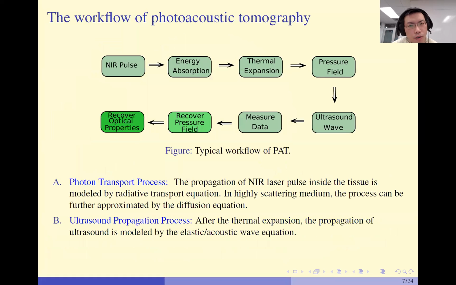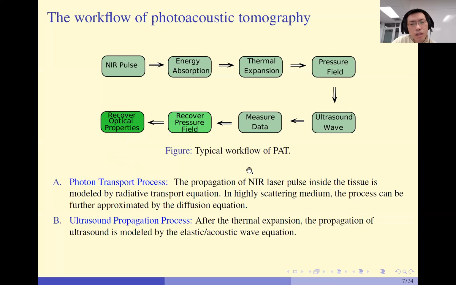So here is a workflow for the PhotoAcoustic tomography. We have already introduced the first few blocks: the thermoelastic expansion triggers the pressure field and the propagating ultrasound, and we measure this ultrasound data at the boundary. When we are trying to do the reconstruction, we usually have two steps. First, we recover the acoustic process, then recover the optical process.